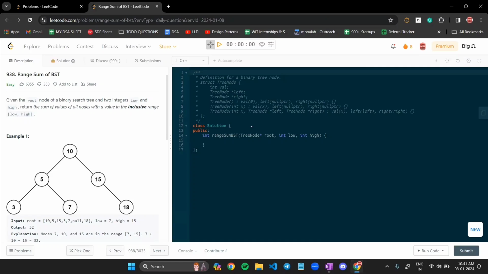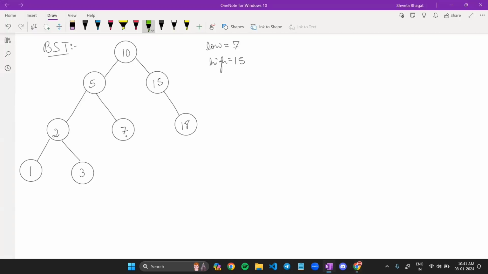Hey everyone, today we are going to solve the Daily LeetCode challenge of 8 January 2024, and the problem statement is range sum of BST. So let's first understand the problem statement.